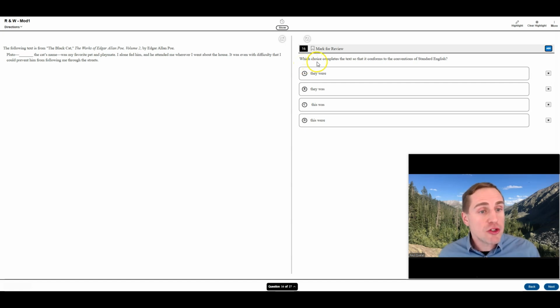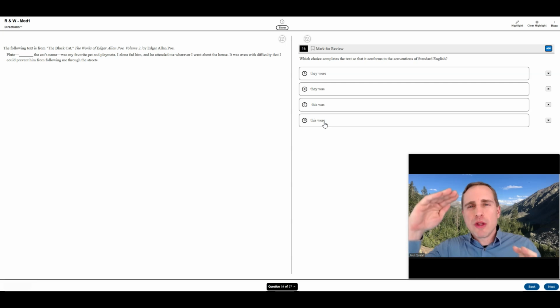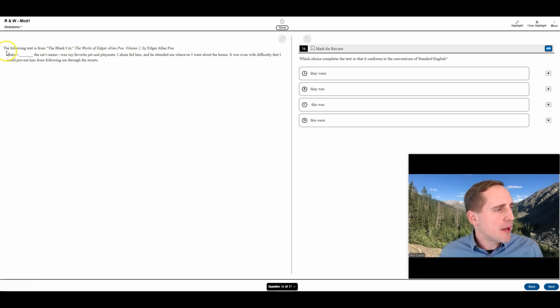It says, which choice completes the text so it conforms to the conventions of standard English? Remember, when you get to the English grammar section, which is conventions of standard English, you shouldn't have to read those instructions each time. It's going to be basically the same instructions. So it's they or this, was or were. You see that? So that's kind of how I read the answer choices. I recommend you always scan the answer choices before going to the reading.